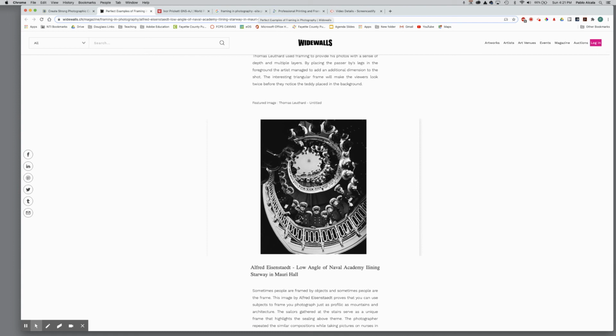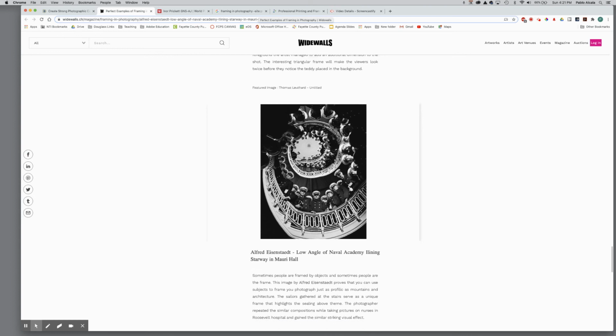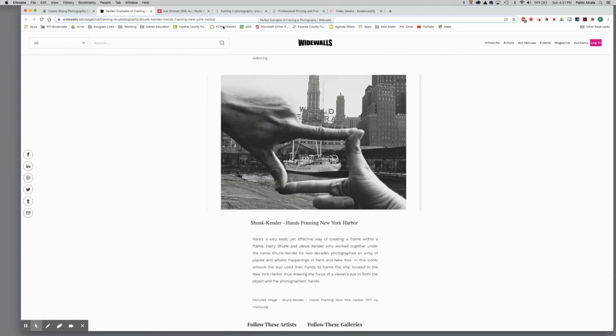All right. Yeah, I don't know, but this is an example of pattern and lines, and I guess there is some framing because of the shape. All right. Well, that's my little discussion about framing.